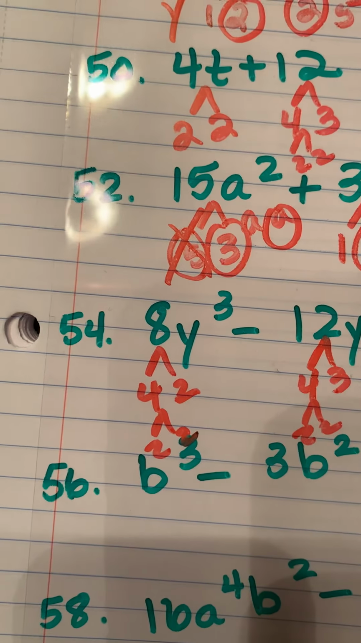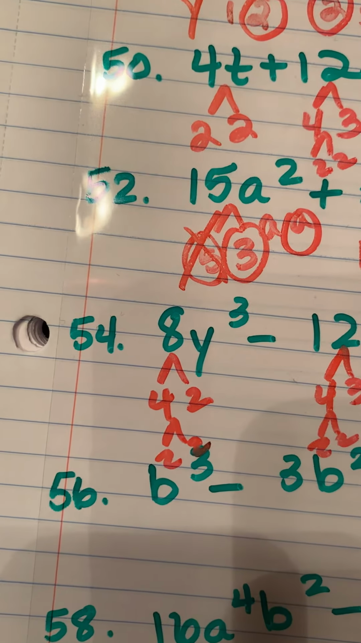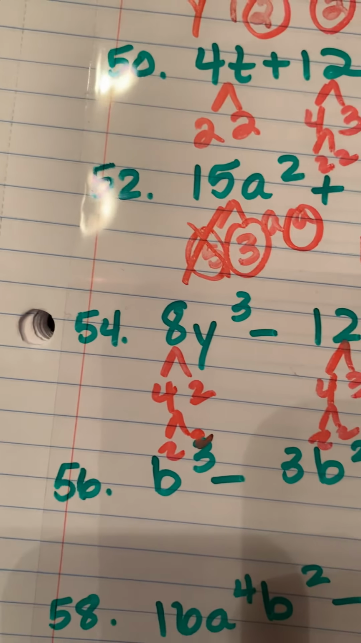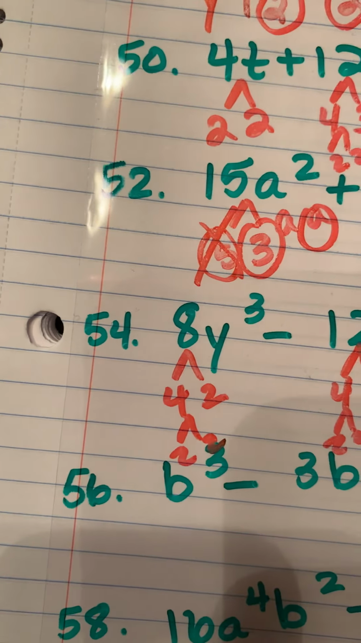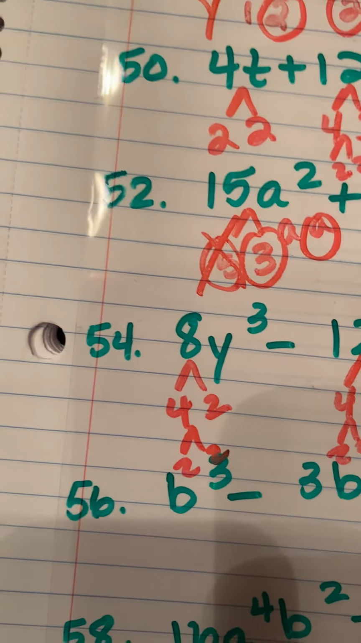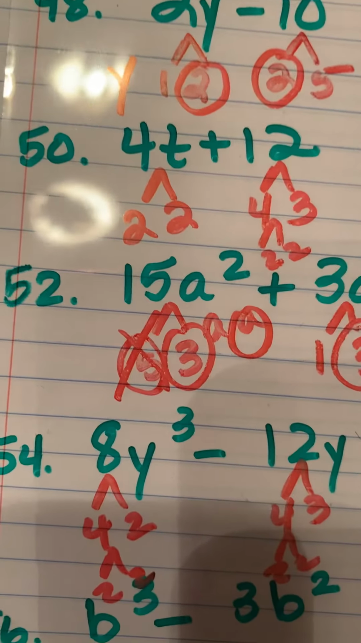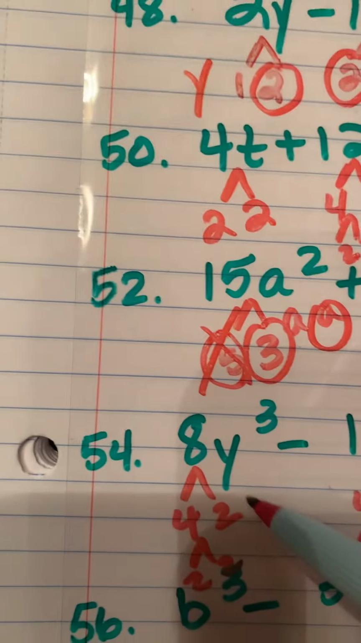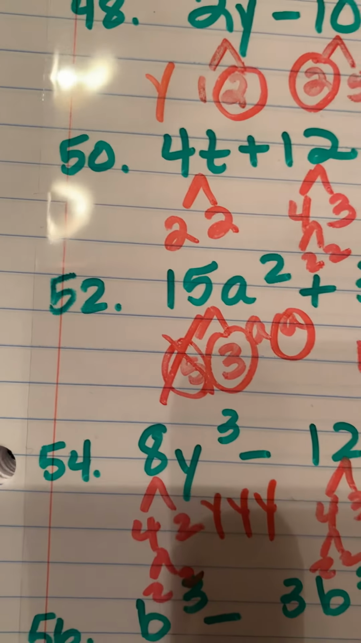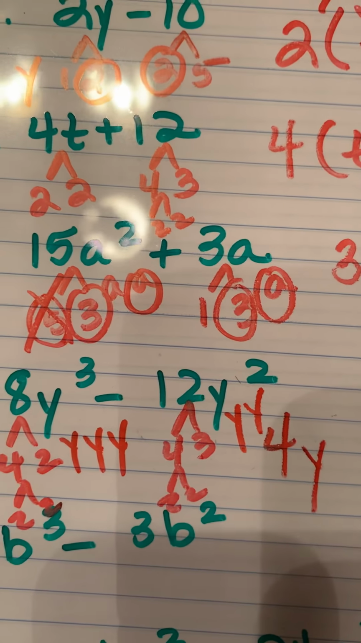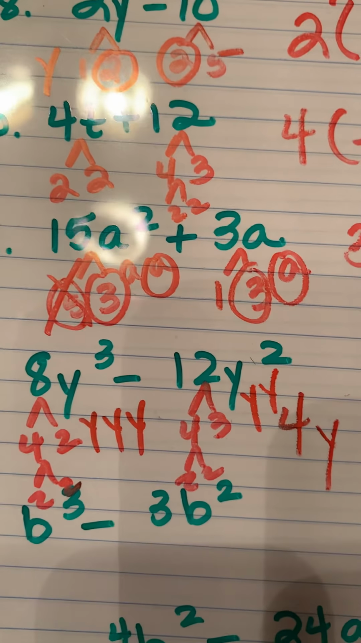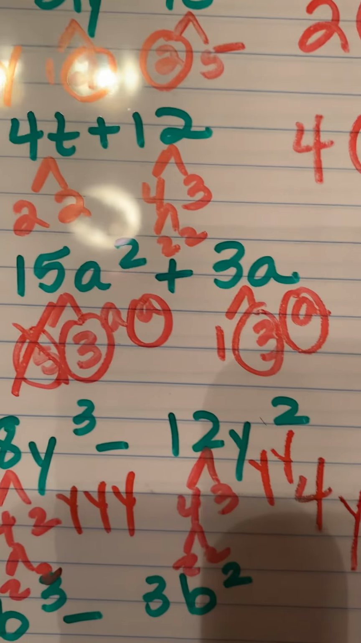Okay, tell me what you see that they have in common here. Okay, I see 2 here, 2 here, 2 over here, 2 underneath the 12. I see they have a 4 in common. How many Y's do they both have in common? I have 3 over here. I have 2 over here. So I had to circle and underline. How many would you say they have in common? You're right, they have 2 in common.